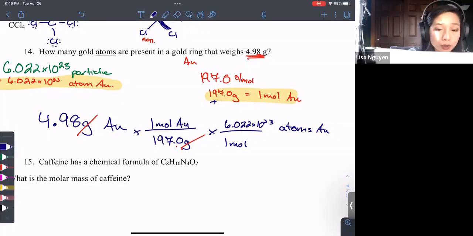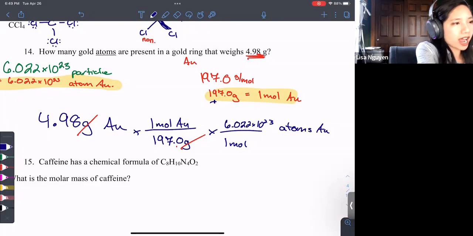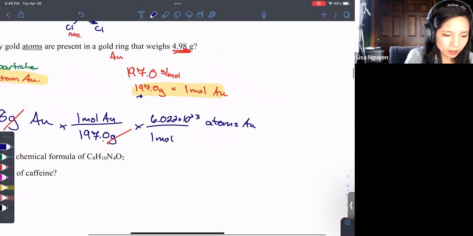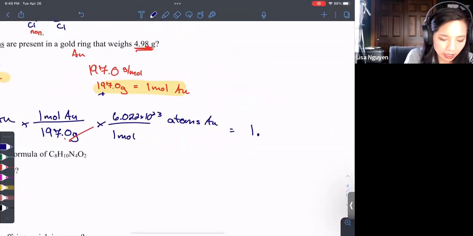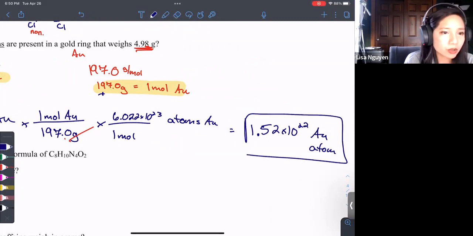Okay, and so if you stick all of that into your calculator, you get a really big number. There's a lot of atoms there. All right, and so the answer I get, you see it in the key, is 1.52 times 10 to the 23 gold atoms. So a lot of them. Oh no, sorry, it's 22. I think my mouth said 22, but I wrote 23. All right, so there we go.